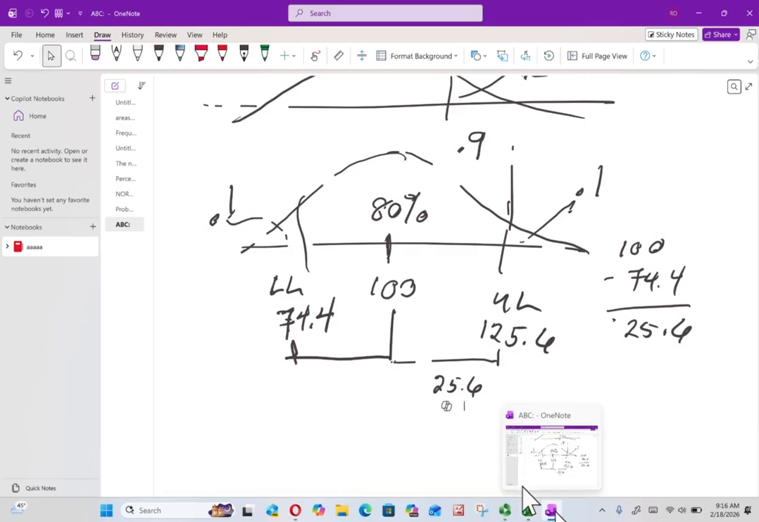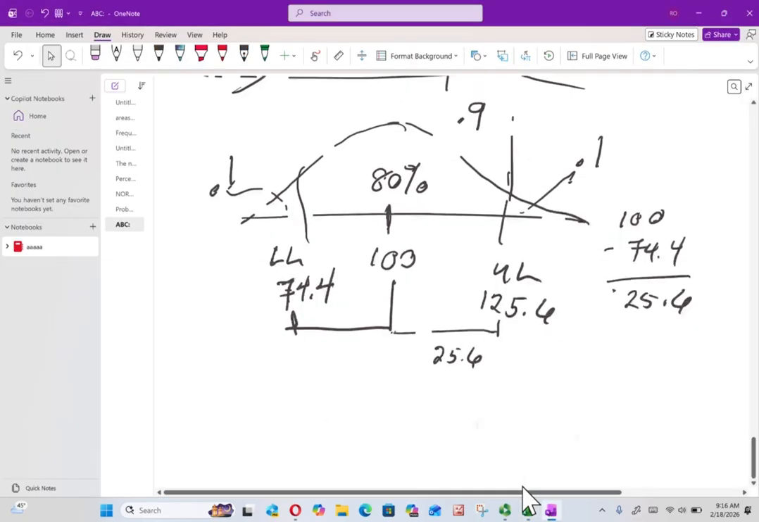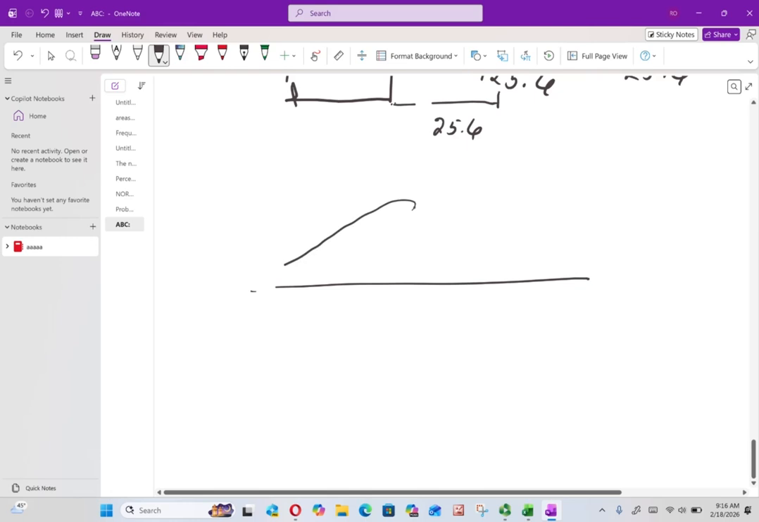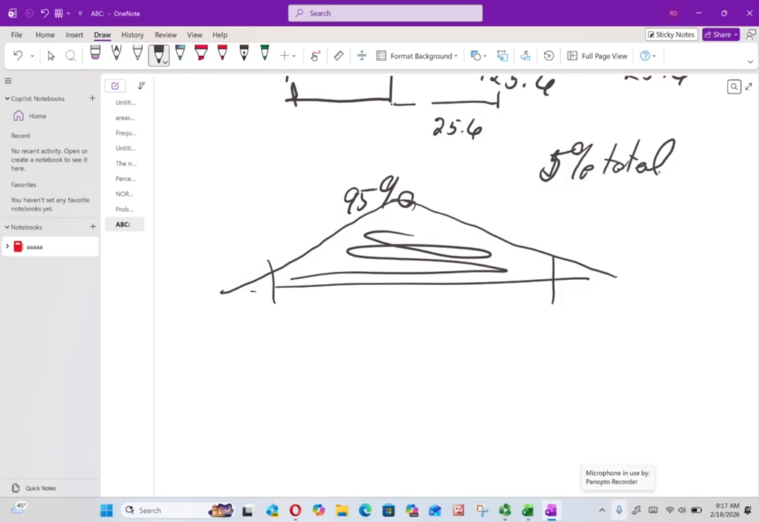All right, try 95% in the middle. This is a very common bet. I want to know what cuts off 95% in the middle, the lower end and the upper end. So here's 95%. And if you draw a picture, you will never go wrong. 95% in there. How much is in the left tail and how much is in the right tail? 5% total, half in each one.